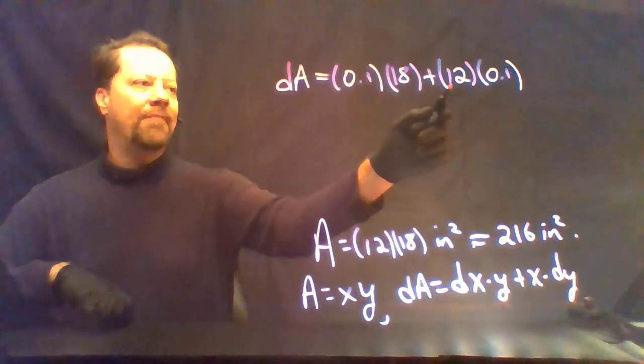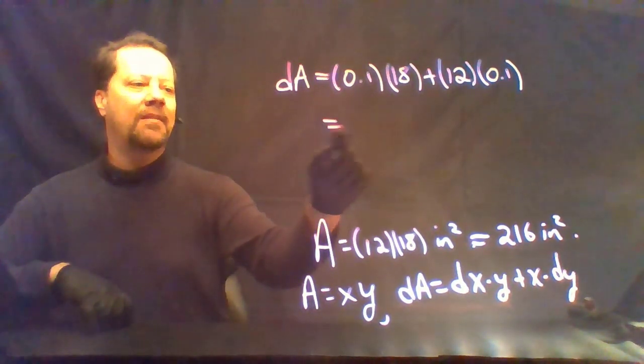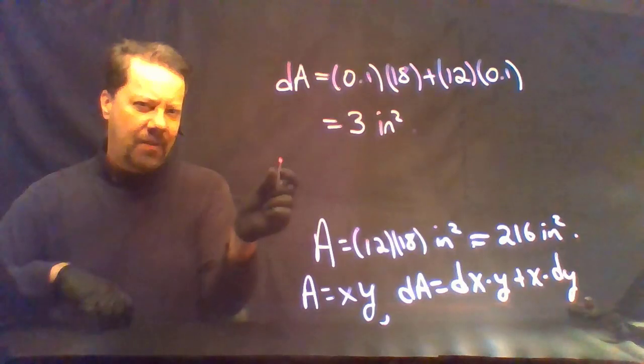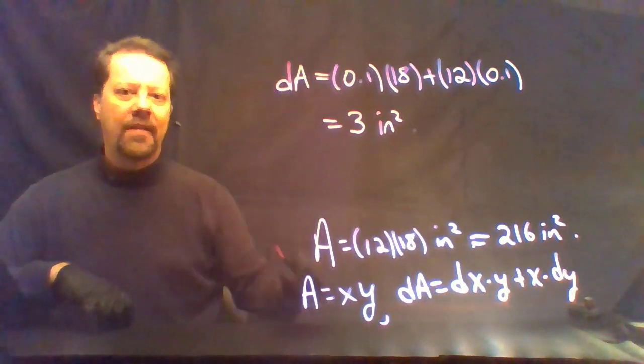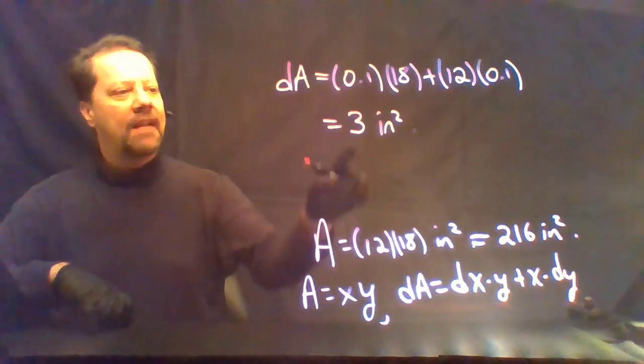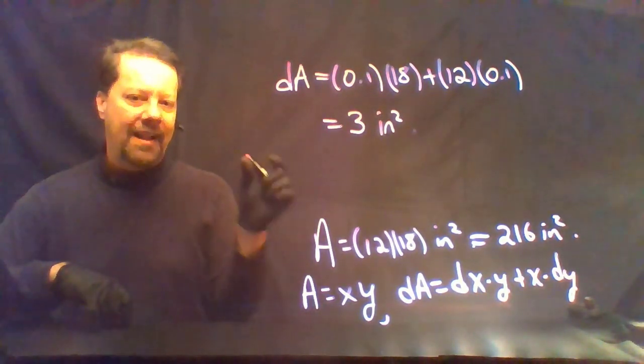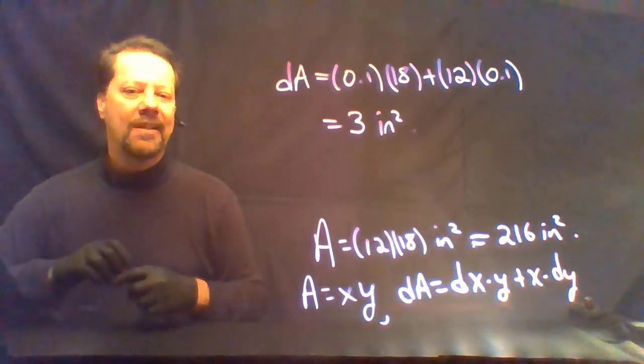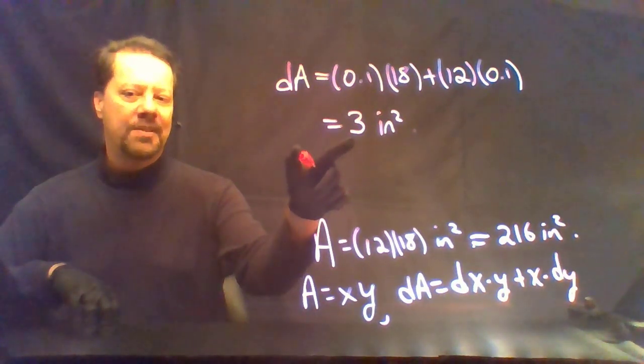18 and 12 makes what? 30 times 0.1. This is going to be 3 square inches. That 1/10 of an inch each way on the 2 dimensions of this rectangle can result in up to 3 square inches of error in the area computation. So instead of 216 square inches, it's 216 plus or minus 3 square inches. You can see that we kind of think of these differentials as a way of estimating errors that result from measurements whenever we're using these measurements to calculate some other variable.